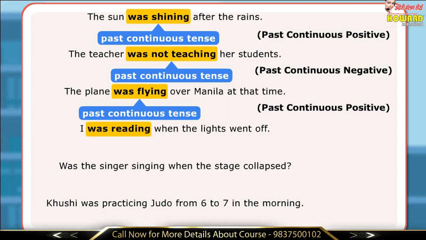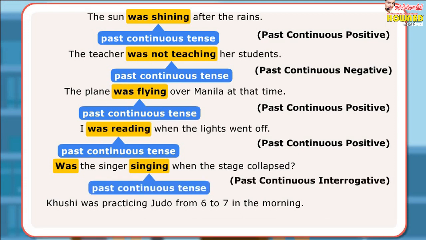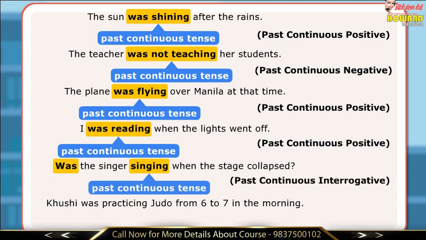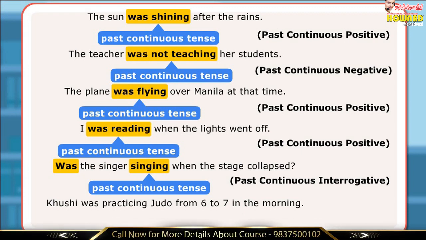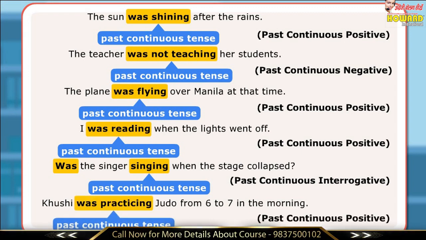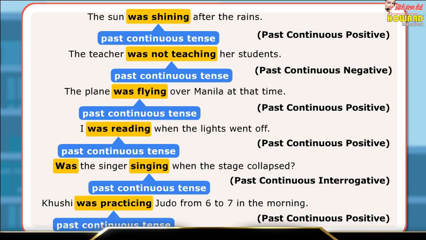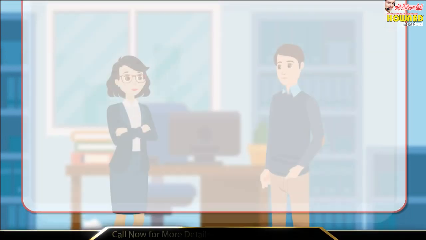In the fourth sentence, was reading is a past continuous tense, which conveys that while the act of reading was going on in the past, another action happened simultaneously. In the fifth sentence, was singing is a past continuous tense, which conveys that while the act was going on in the past, another action happened simultaneously. In the sixth sentence, was practicing is a past continuous tense, which conveys that the act was going on in a specific time period in the past.